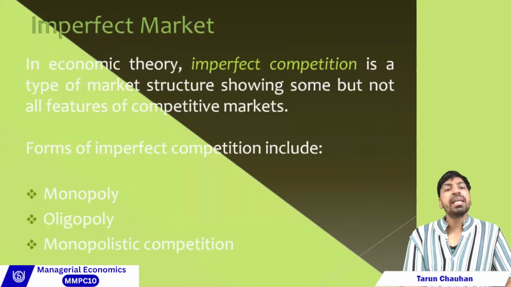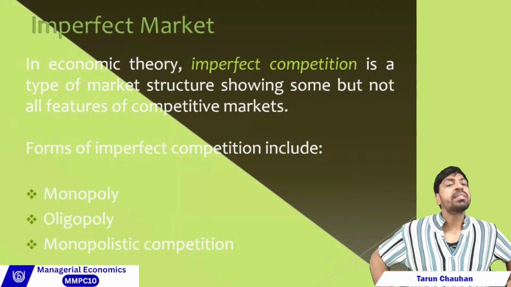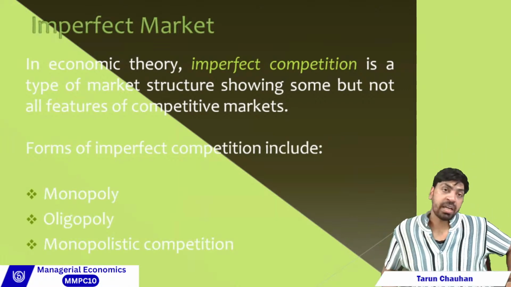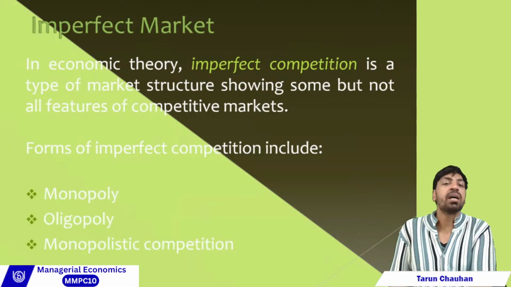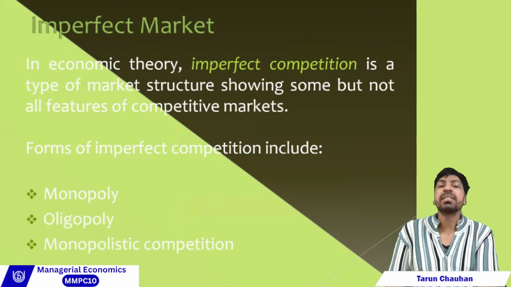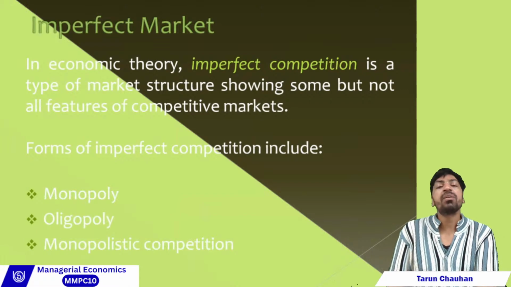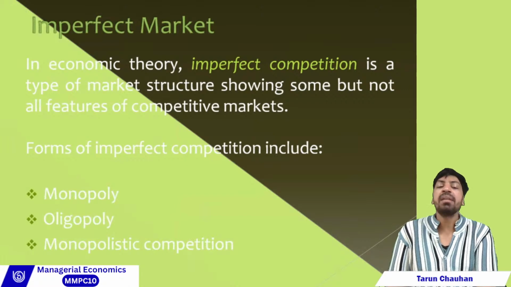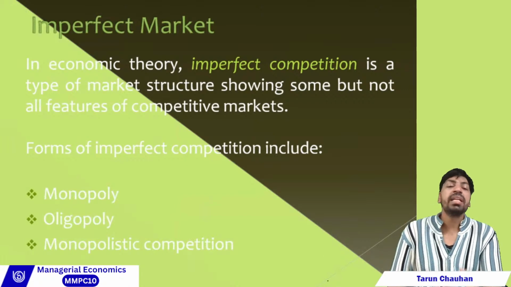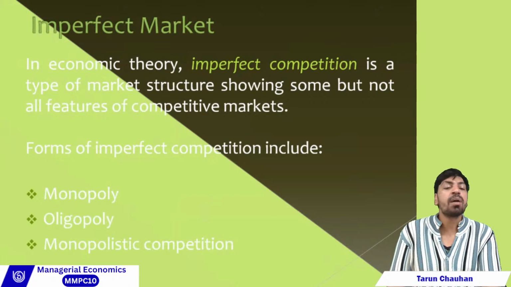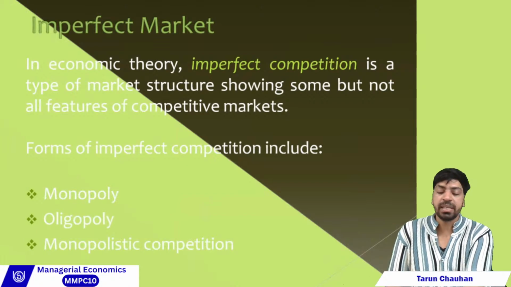Now we talk about the next type of market, which is called the imperfect market. In economics, an imperfect market is a type of market structure which shows some but not all of the features of perfect competitive markets. And these imperfect markets have three main forms. The first one is monopoly, then oligopoly, and monopolistic competition. So let's go through these topics one by one in detail.